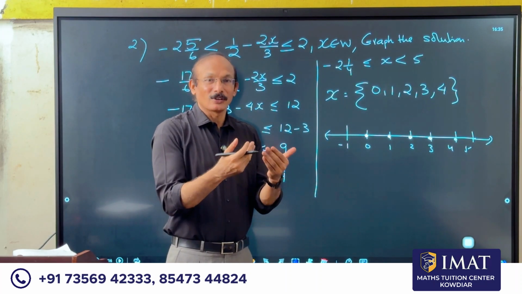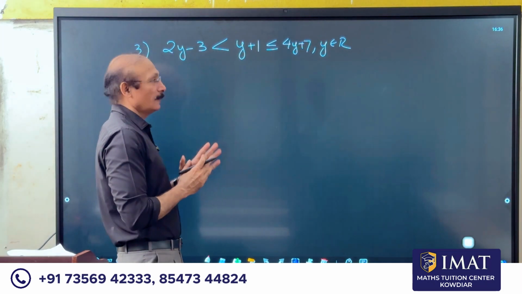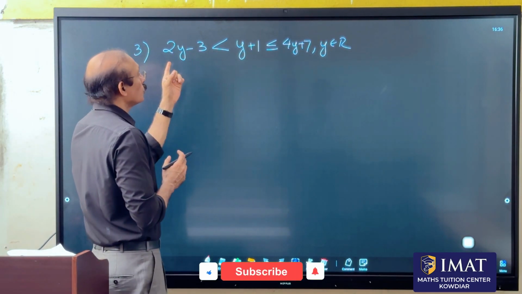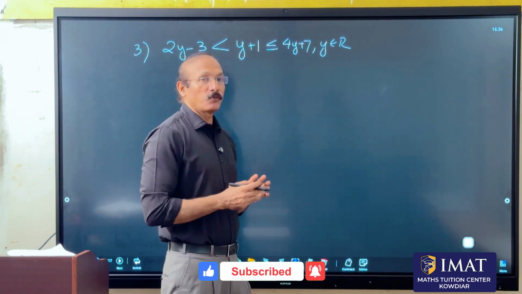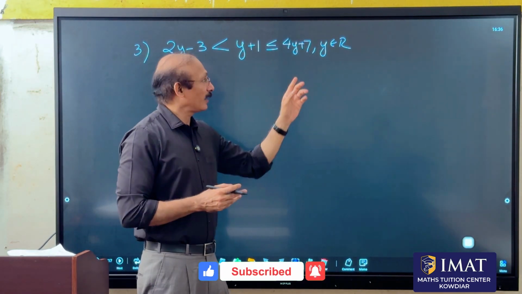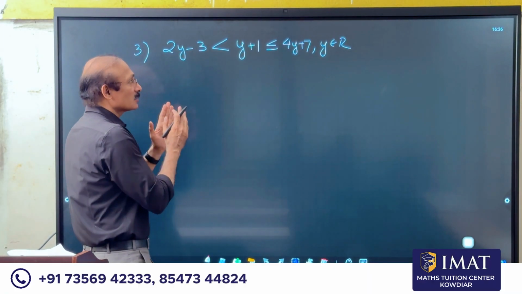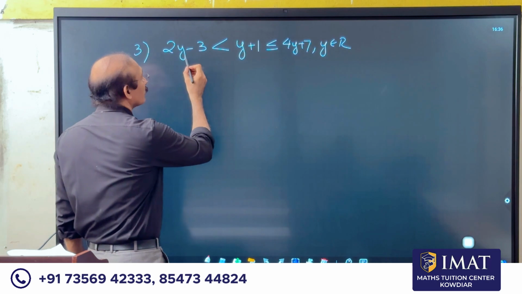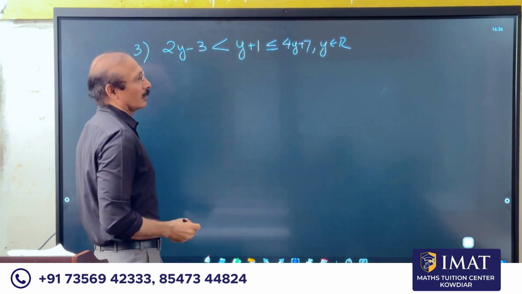Now let us pass on to the next question. Now let us pass on to the third question. See this inequation, 2y minus 3 less than y plus 1 less than or equal to 4y plus 7, where y belongs to R. So here the variable is y, but see this inequation, you see variables coming here, here, here. Everywhere you are seeing the variables.